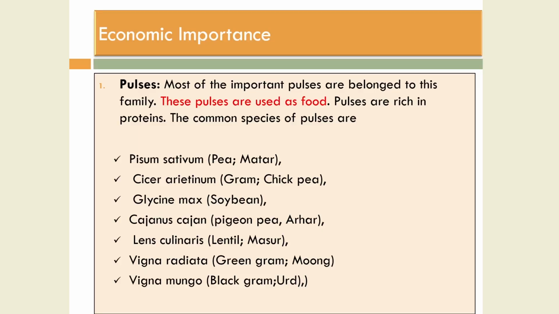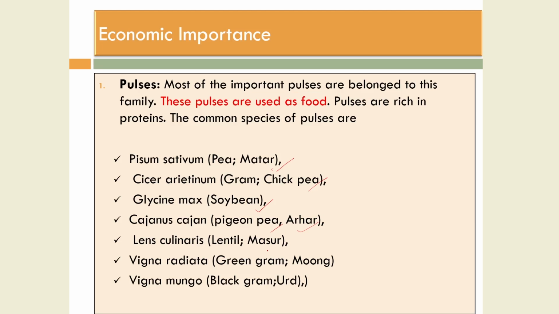And if we see the economic importance of this family, it is very economically important because all the pulses are obtained from this family. Most of the important pulses belong to this family, and these are used as food. Pulses are rich in proteins, and the common species are Pisum sativum, as we have discussed earlier, also called matar, Cicer arietinum, which is chickpea, and Glycine max, a very important source of protein for vegetarians, because soybean seeds have around 45% protein. Then Cajanus cajan, or in Hindi arhar, which is very commonly used in North India.